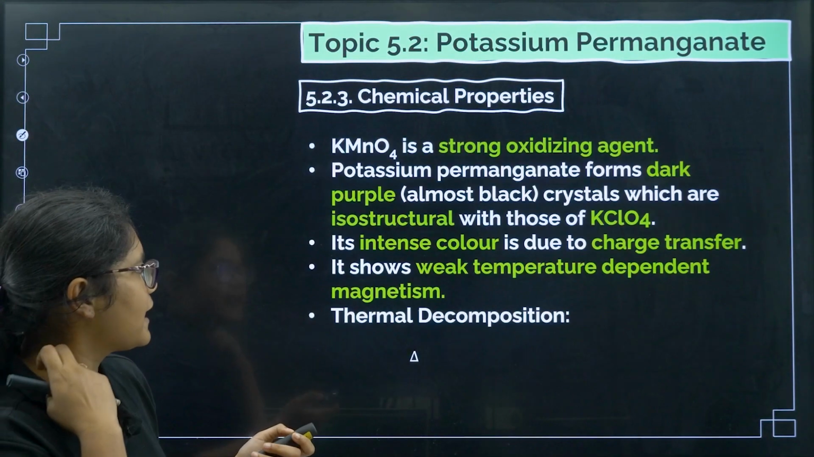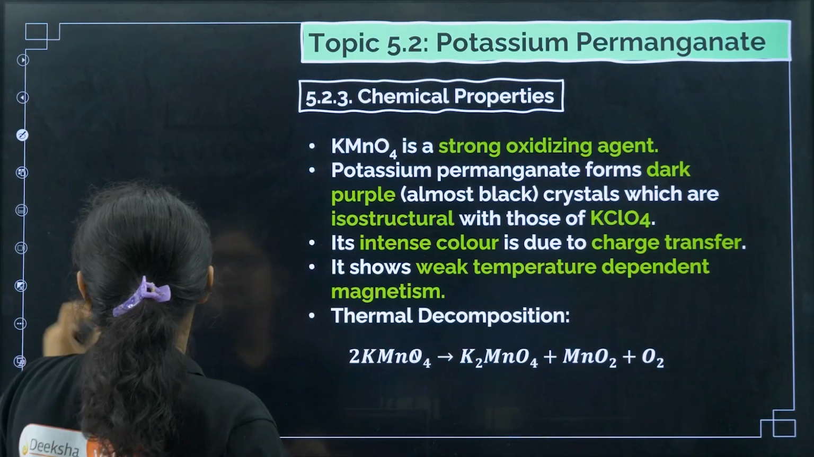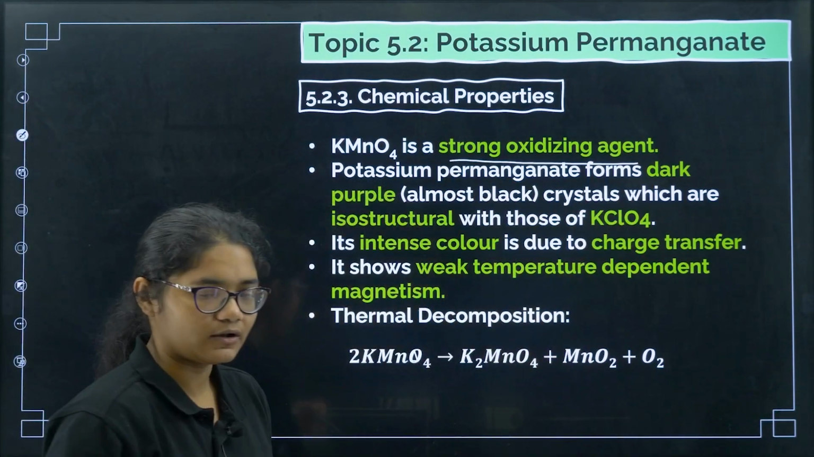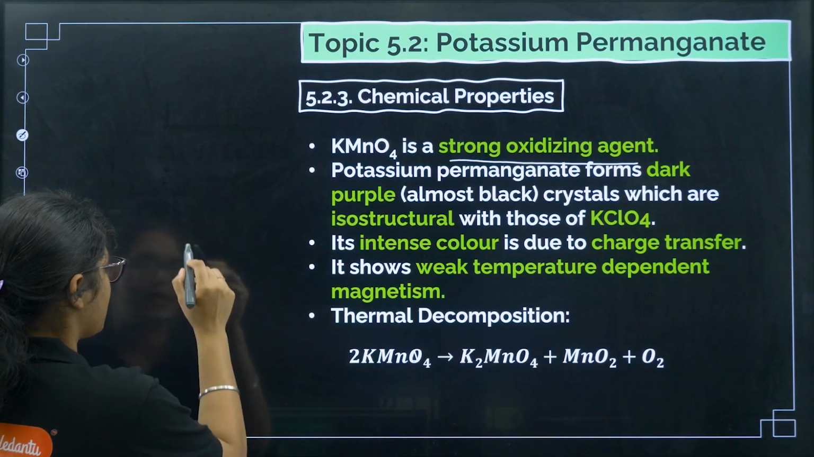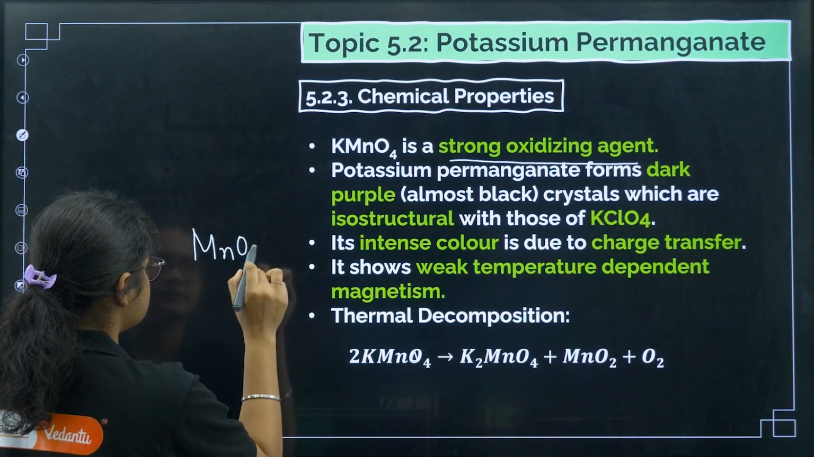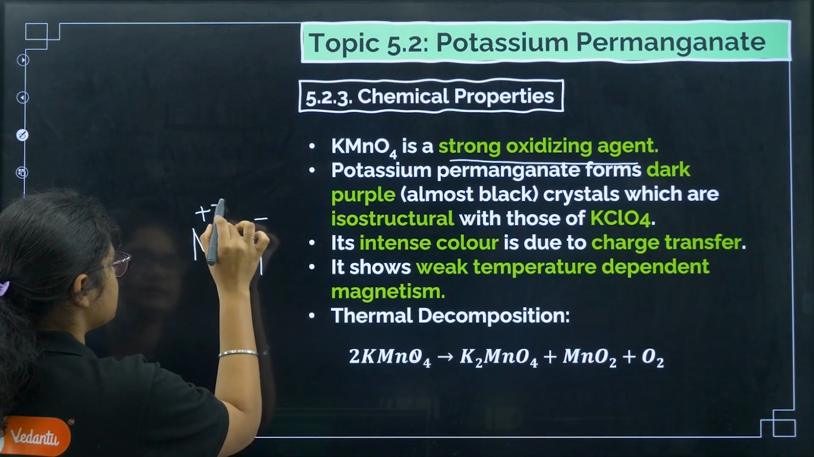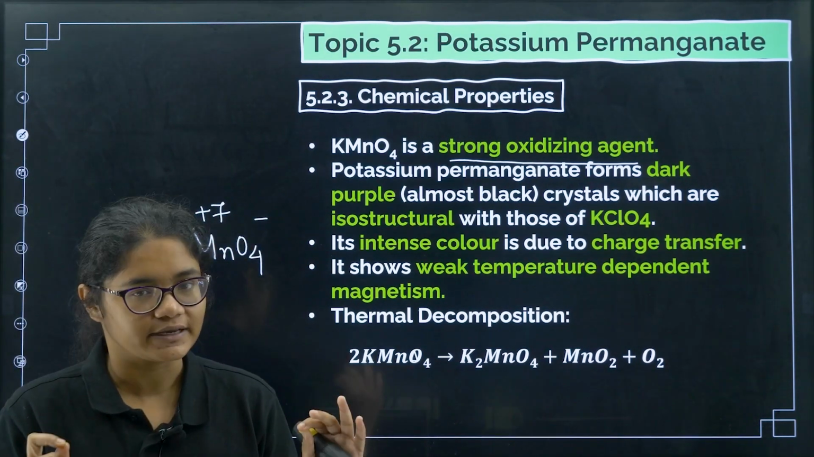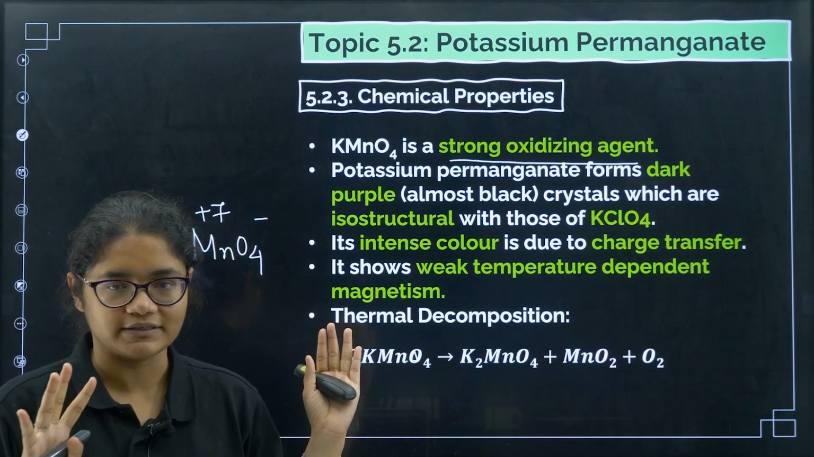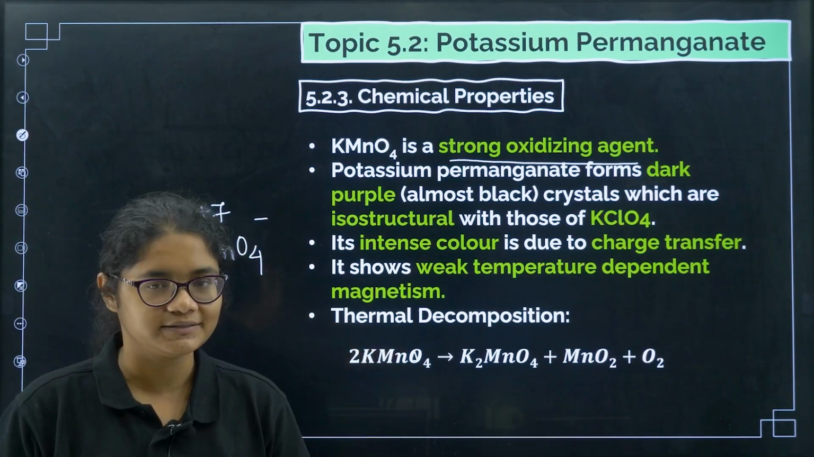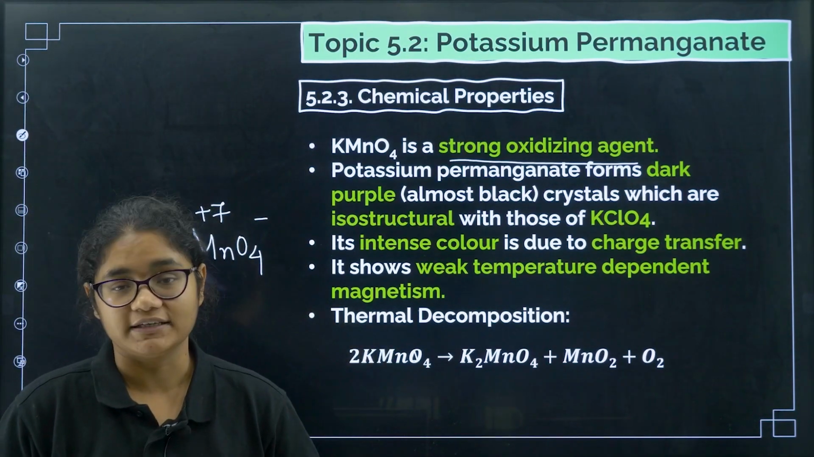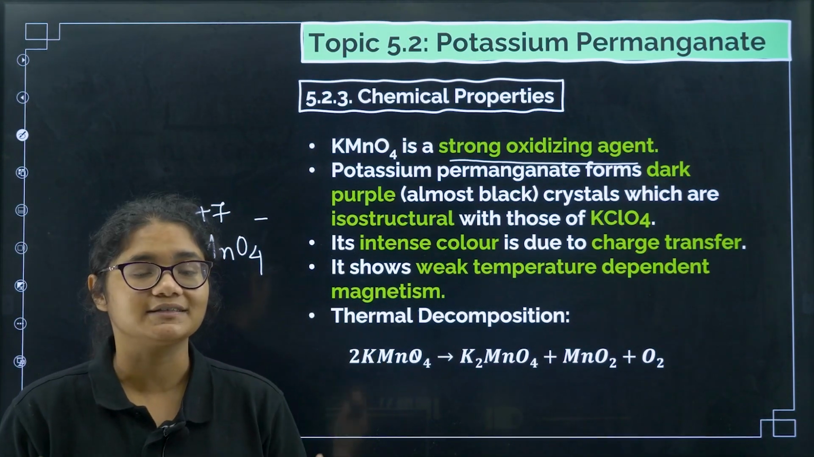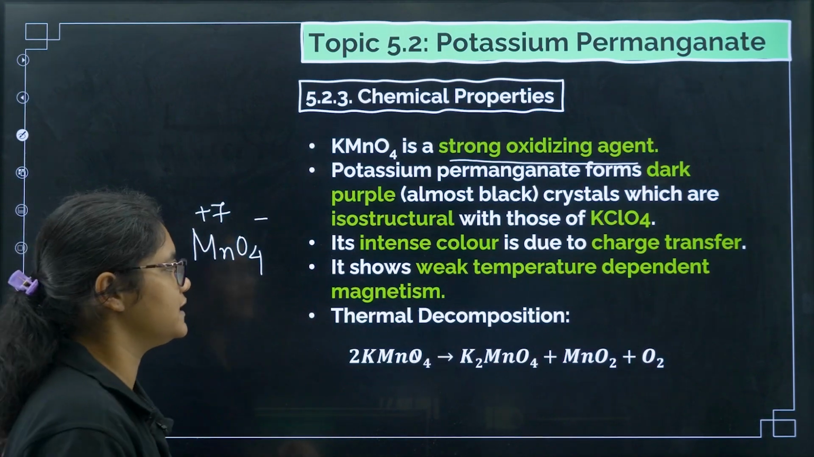Next, coming to the chemical properties. The first chemical property that we are going to see is that KMnO4 is a strong oxidizing agent. Now what is the reason behind it? The reason is again the oxidation state of manganese here. Manganese is in +7 oxidation state. It has already attained the highest oxidation state. From here it cannot be further oxidized. It can only come back to the lower oxidation states. If it comes back to a lower oxidation state, then it is undergoing reduction and it will behave as an oxidizing agent. Very strong oxidizing agent.